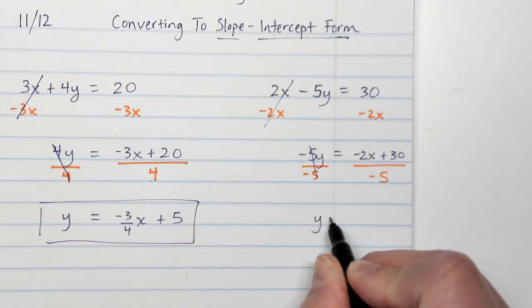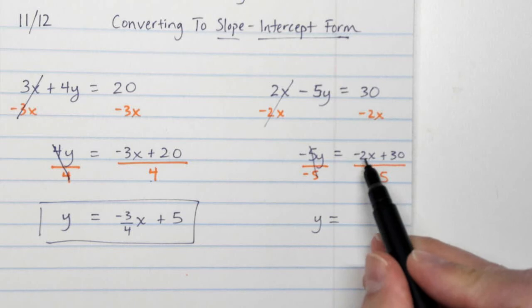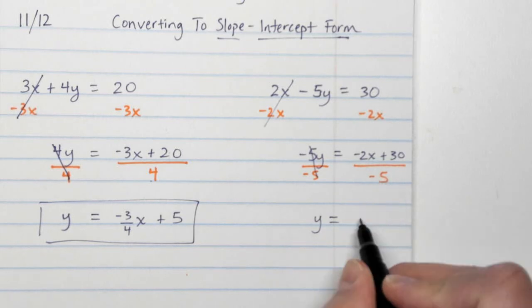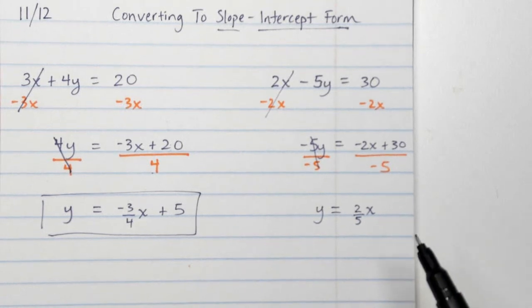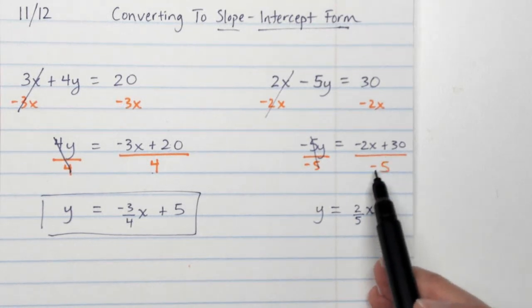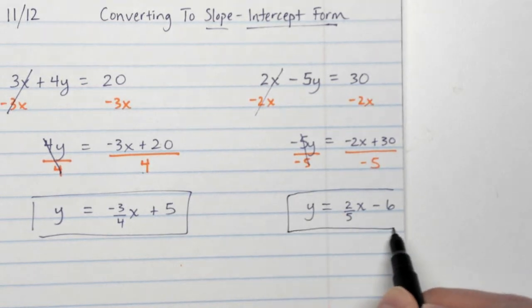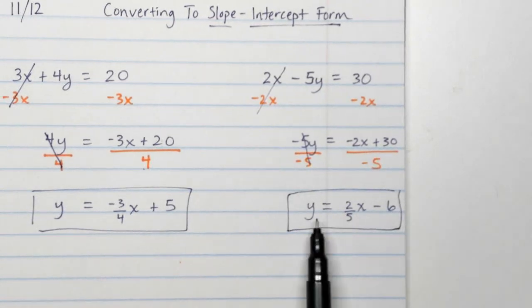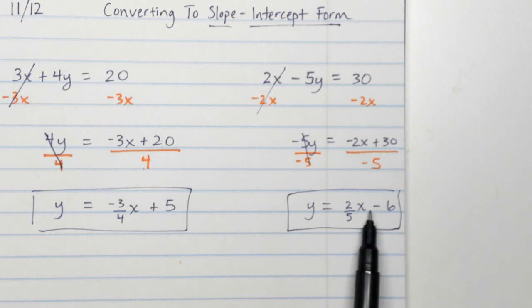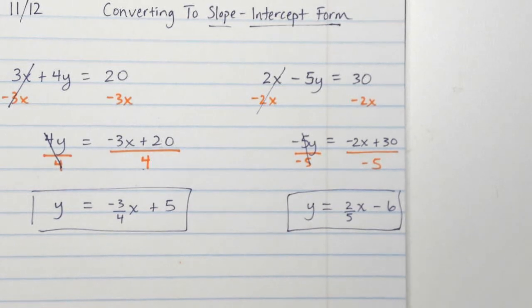Anyways, y equals negative 2x divided by negative 5 is positive 2/5 x. And then positive 30 divided by negative 5 is negative 6. And it is in y equals mx plus b form.